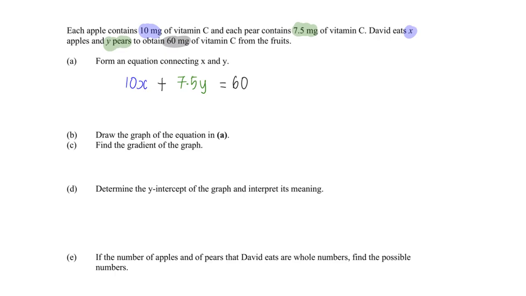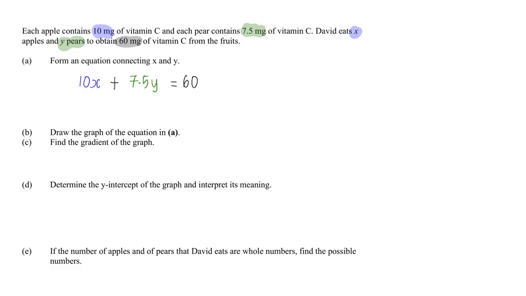For part B, draw the graph of this equation. Now, for part B, it will be very useful for us, since they did not give us a table of values, and that's where we will need to do it. So even before I start to draw the graph, I will first do some algebraic manipulation. I'm going to minus 10x on both sides of this equation.